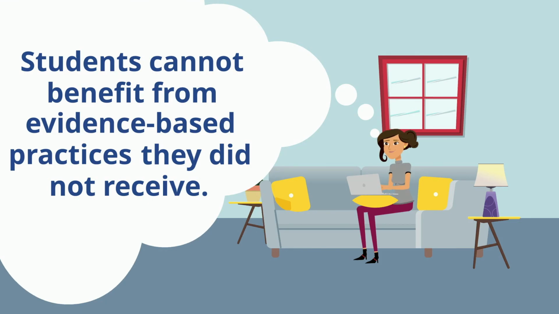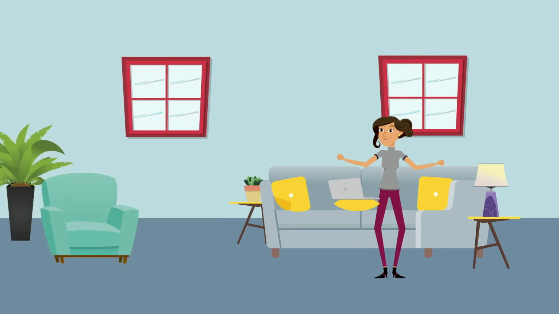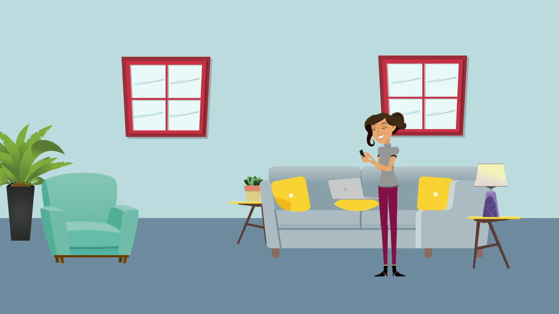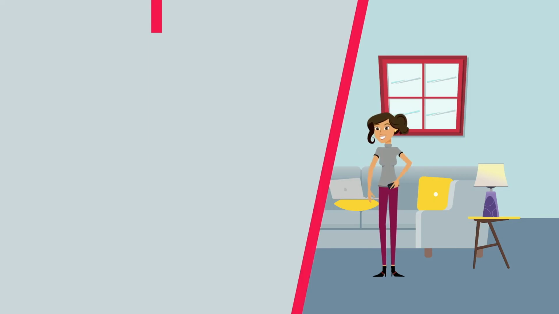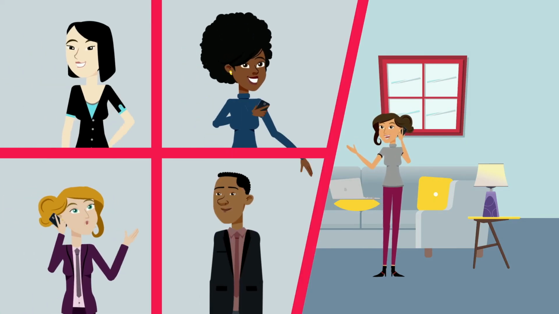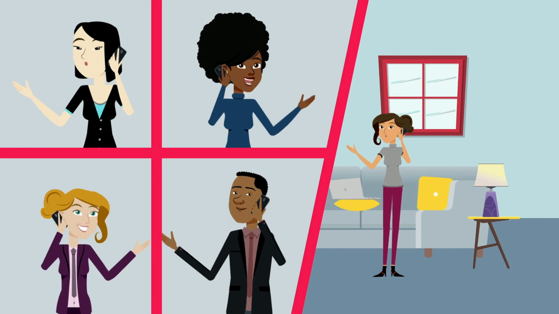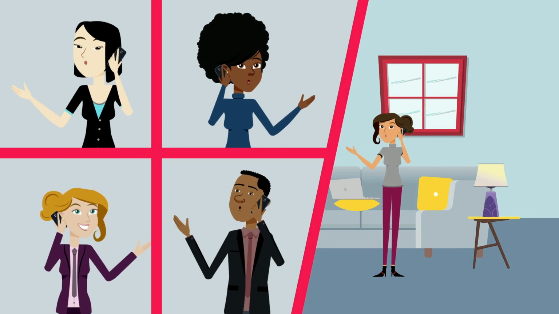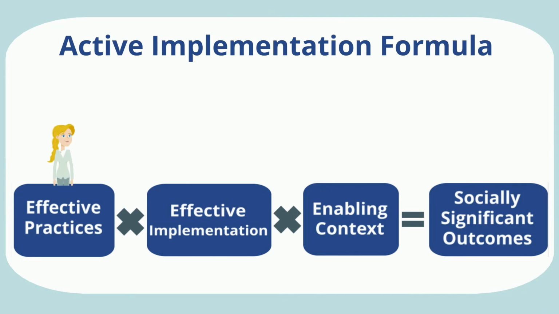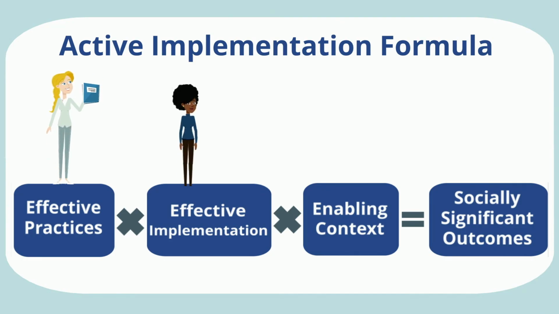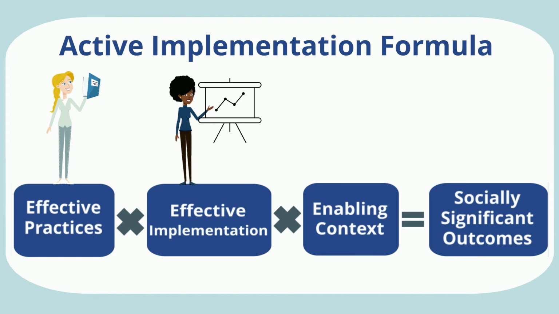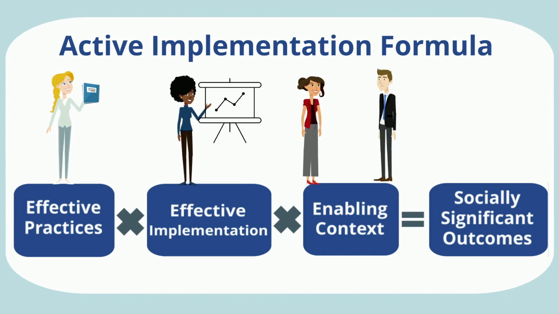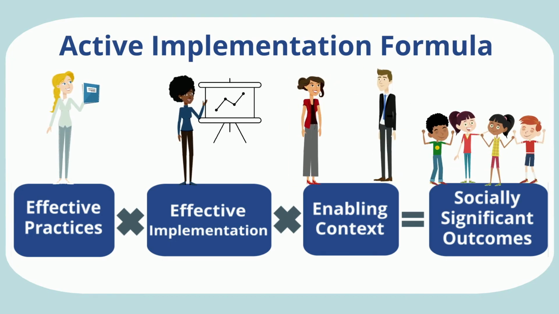No matter how great an evidence-based practice is, if it is not implemented well, students will not benefit. Principal Perkins realized it was up to her and an implementation team to support students and teachers. She set up a meeting for the next morning to start determining the implementation gaps and action planning. When effective practices are supported through effective implementation within enabling contexts, student outcomes improve.